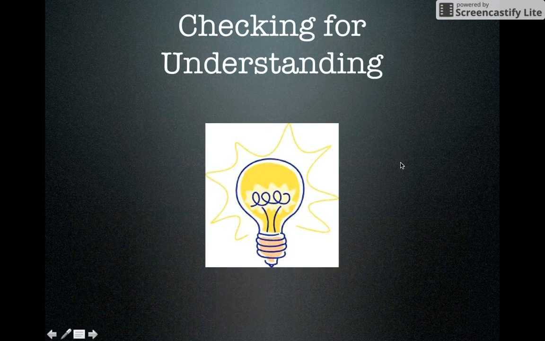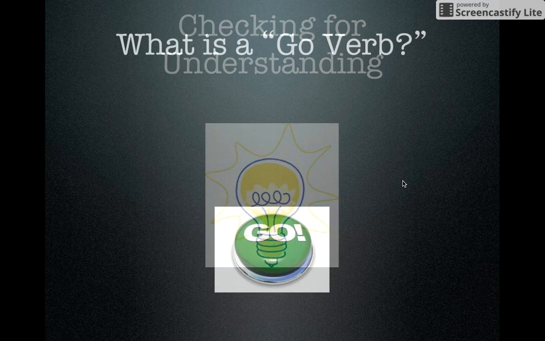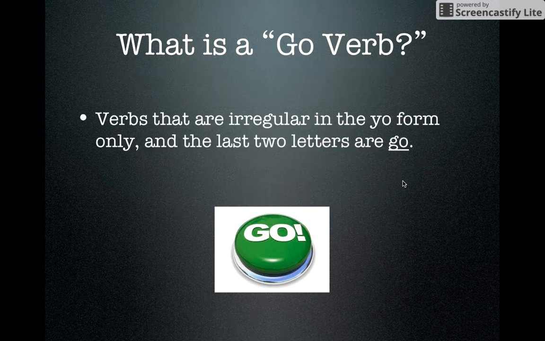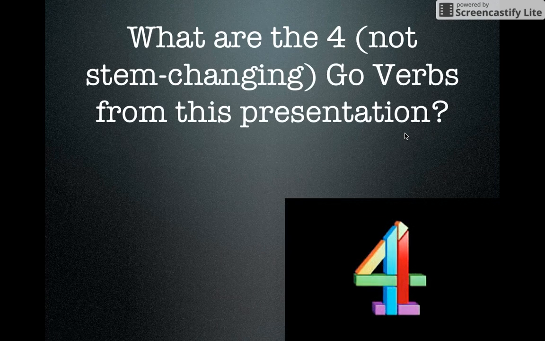Now let's check to see if you know what go verbs are. So what is a go verb? Remember, go verbs are irregular in the yo form because they only end in go. And so what are the four go verbs that we talked about in this presentation? Not the stem changing ones, the regular four.